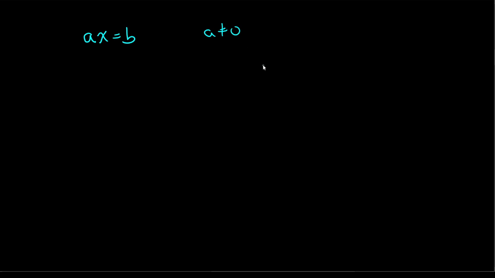A can't be 0, and A and B will exist within integers. Now, why we say A can't be 0, I guess we can look at it this way, right? We can't divide by 0. It's undefined mathematically in division.